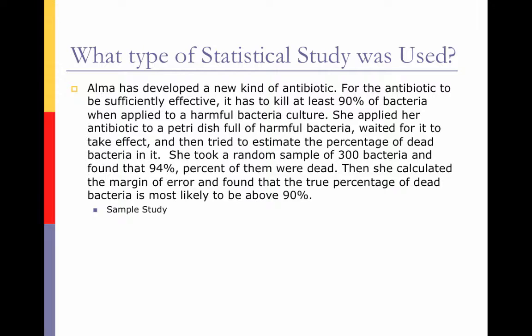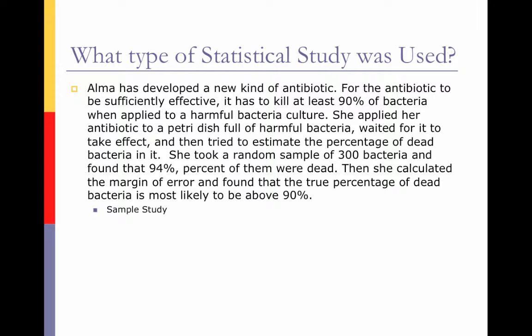Let's look at another example. Alma has developed a new kind of antibiotic. For the antibiotic to be sufficiently effective, it has to kill at least 90% of bacteria when applied to a harmful bacteria culture. She applied her antibiotic to a petri dish full of harmful bacteria, waited for it to take effect, and then tried to estimate the percentage of dead bacteria in it. She took a random sample of 300 bacteria and found that 94% were dead. Then she calculated the margin of error and found that the true percentage of dead bacteria is most likely to be above 90%. This is a sample study.